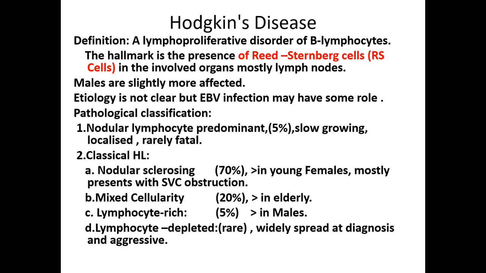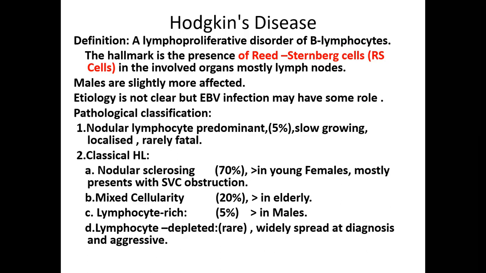Pathological classification, we have the nodular lymphocyte predominant, which is a rare entity. It forms 5% of the affected people with Hodgkin disease. It is a slowly growing disease. It is usually localized and rarely fatal. The second type is the classical Hodgkin lymphoma, which has four subclasses: the nodular sclerosing, which forms around 70% of classical Hodgkin lymphoma.